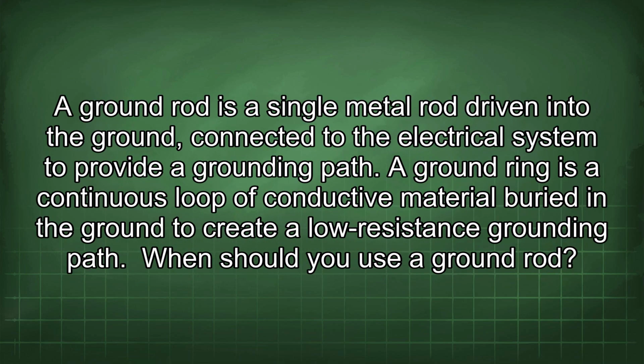A ground rod is a single metal rod driven into the ground, connected to the electrical system to provide a grounding path. A ground ring is a continuous loop of conductive material buried in the ground to create a low-resistance grounding path. When should you use a ground rod?